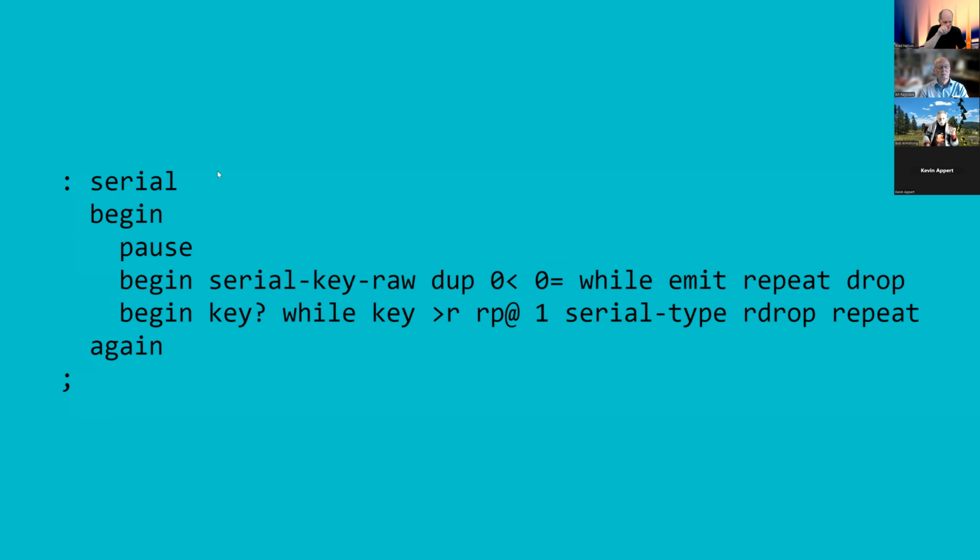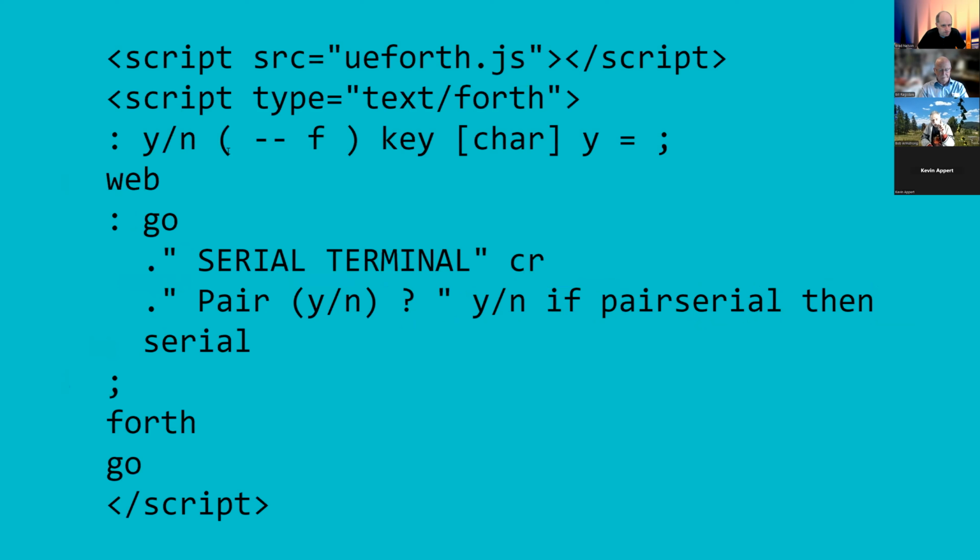So the net effect here is that we're redirecting any key that comes in. We're repeatedly checking: is there a key from the serial port? Emit it. Is there a key from the keyboard? Send it to the serial port. So you're just redirecting the one to the other.